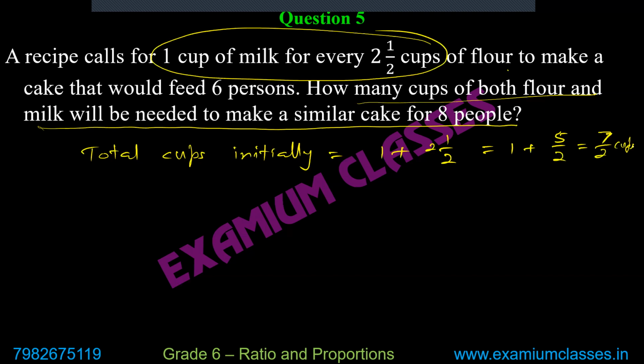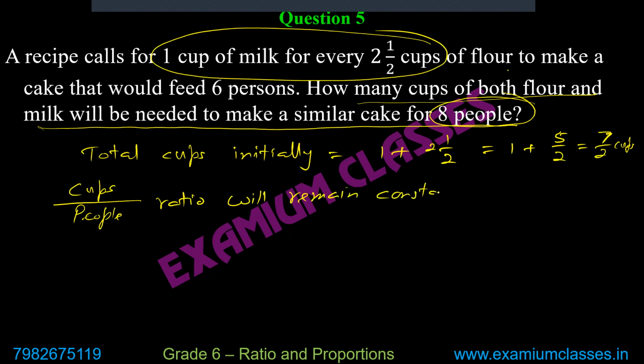Okay. So 7 by 2 cups are suitable for 6 persons, right? It means whatever we have number of cups, say X, those will be suitable for 8 people and the ratio will be constant. Okay. Ratio will be constant. This ratio will remain constant. So cups by people ratio will remain constant. This ratio will not change.